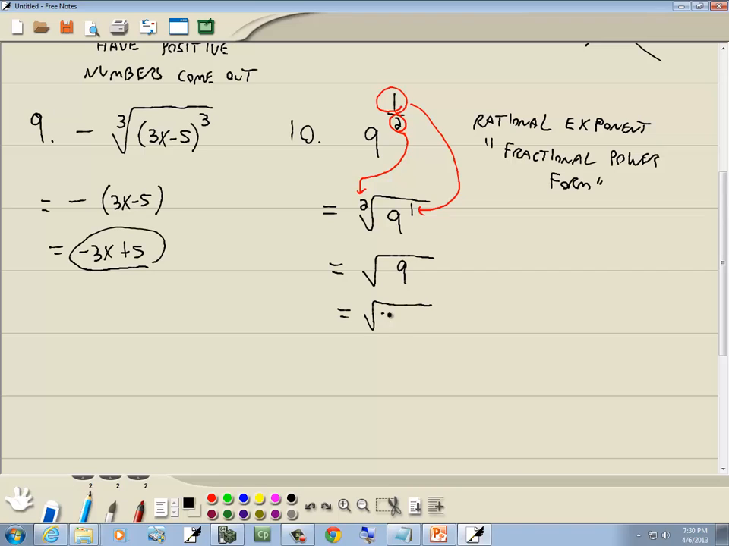Now 9, if I do the prime factorization, is 3 times 3. There is no number in the slot here. It's by default 2. So our index is 2, so it means we're looking for a pair of something. Well, here's 2 3s. So those 2 3s are going to come out in front as a single 3. And that's our answer.